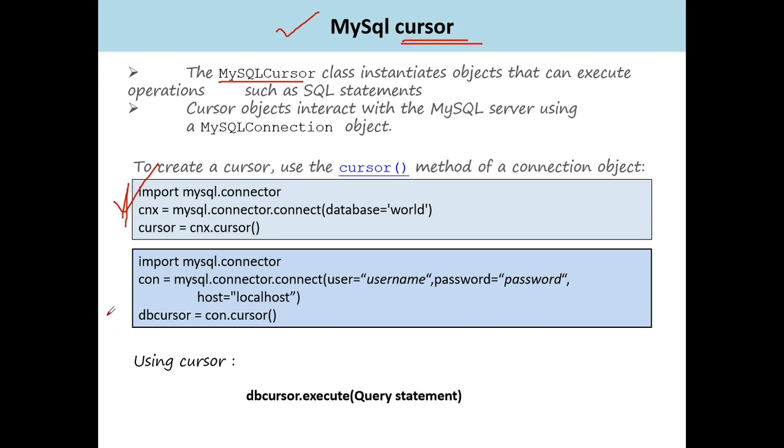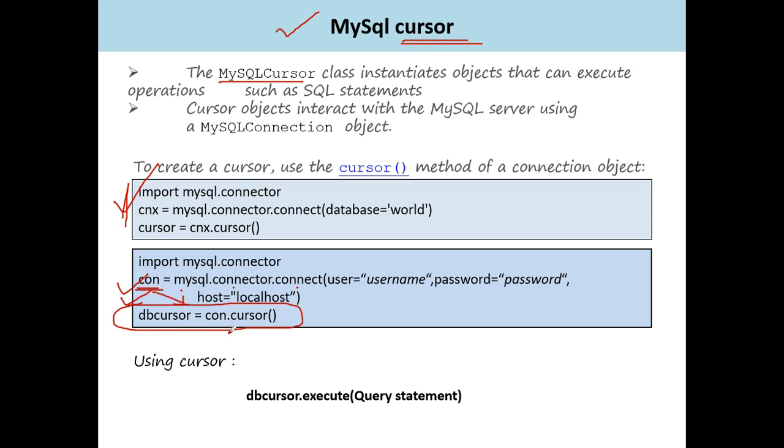You can go with this or this. I am taking this example. So what is the syntax? mysql.connector.connect, so this is actually creating the connection object. After that, focus on this line using the con object.